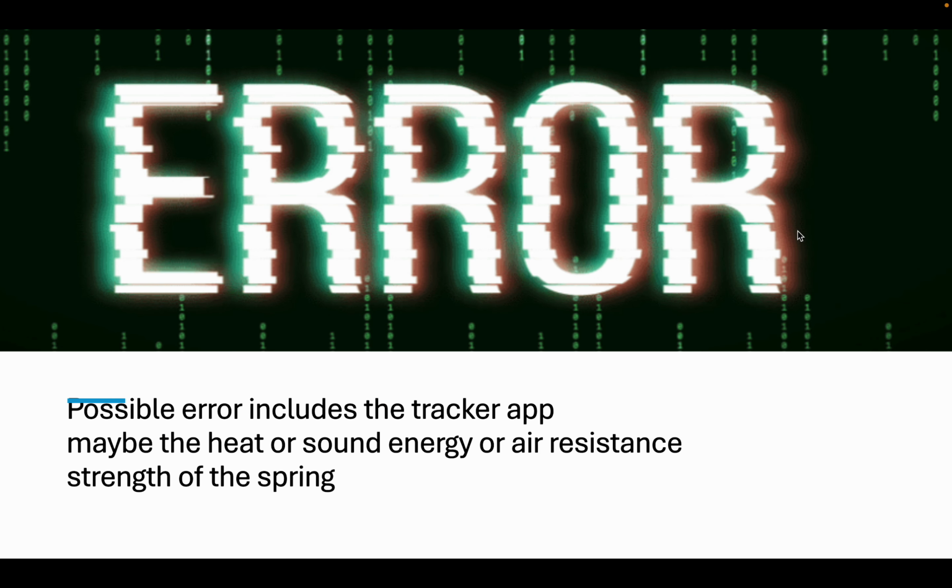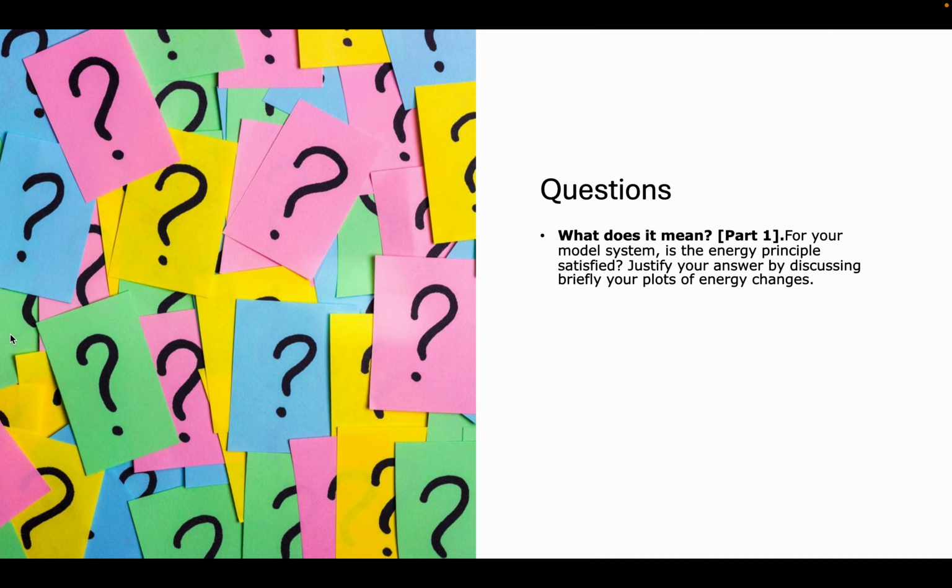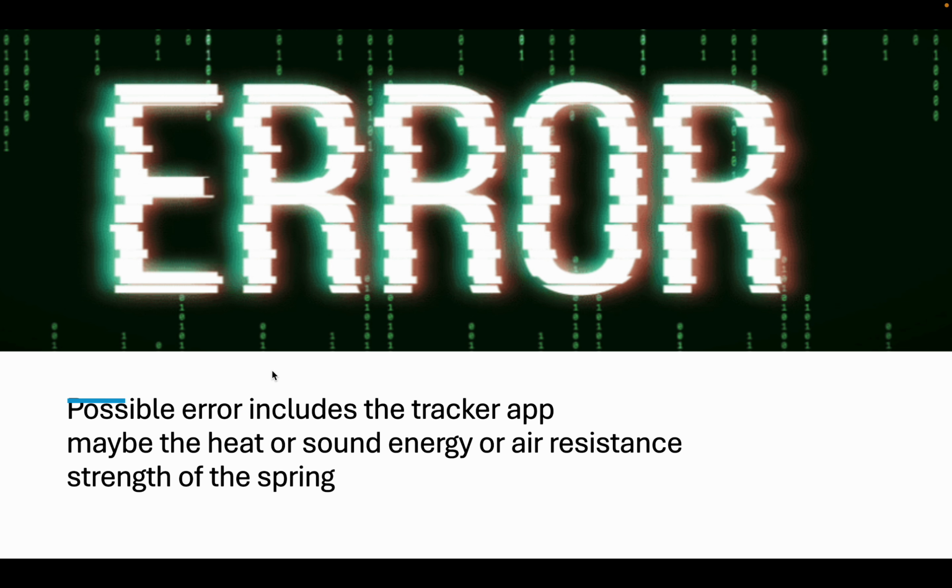Possible error includes the tracker app, because it's pretty inconsistent. Also, we only had a Y measurement. We didn't have an X. Also, some of the energy may be transferred via heat or air resistance. And also, we're not sure of the strength of the spring, because in the real world, springs can be damaged if they're stretched out, so they have less resistance.